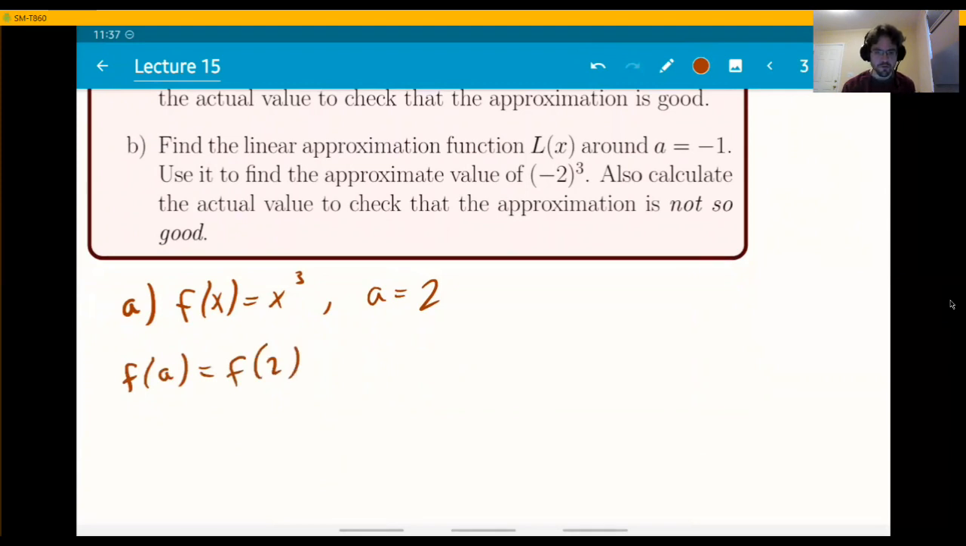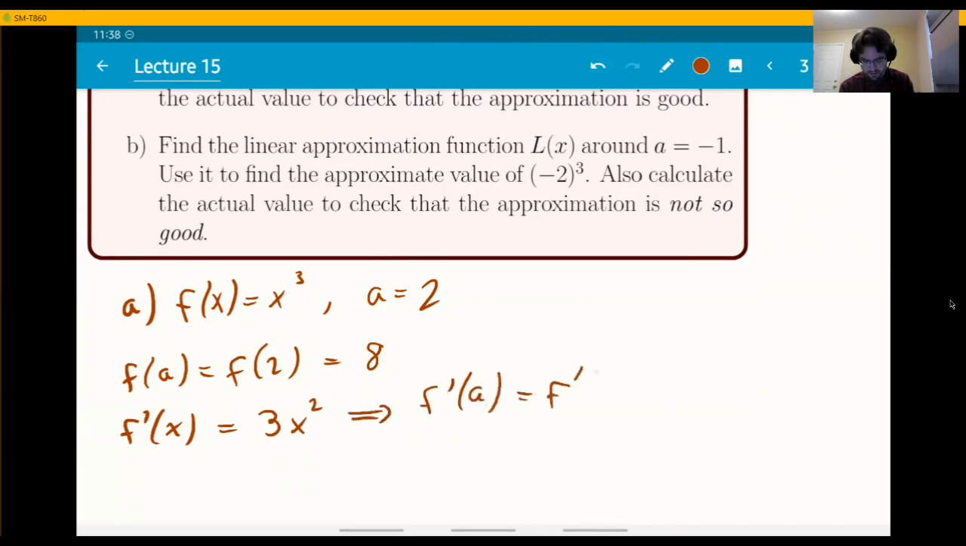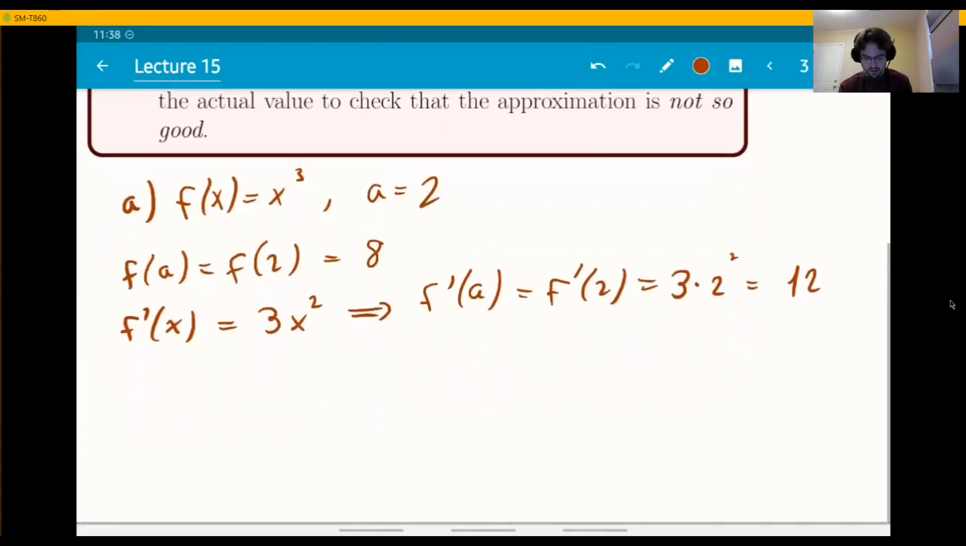In order to find the linear approximation, we need the value of the function at the point a. So f of 2 in this case, that's 8. And we're also going to need the derivative at that point, f prime. So find f prime of x first, a formula for the derivative. At any x, in this case, x cubed becomes 3x squared by the power rule. So that then you can find f prime of the number a, which is 2 in this problem. You basically plug in 2 into the formula, 3x squared. And that's 12.